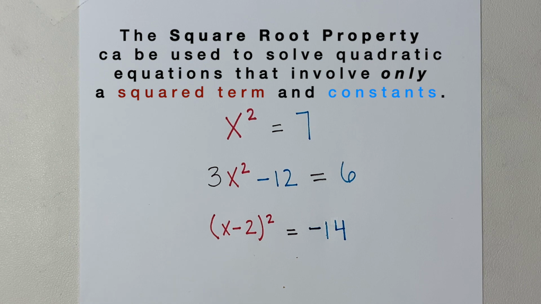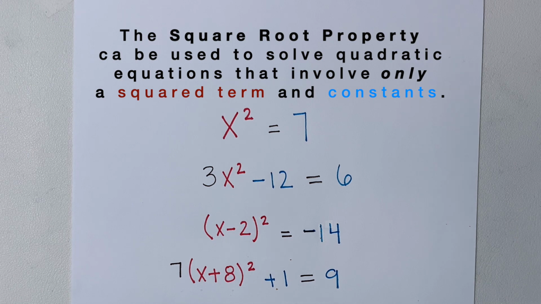We could also use the square root property to solve this quadratic equation because we have a squared term and we have a constant. And here's one last example. We could use the square root property to solve this quadratic equation because we have a squared term. And again, it's okay if your squared term has a coefficient. And we also have constants.